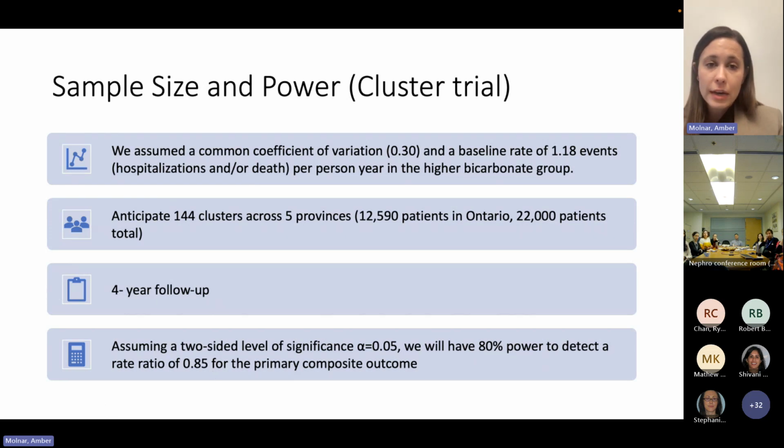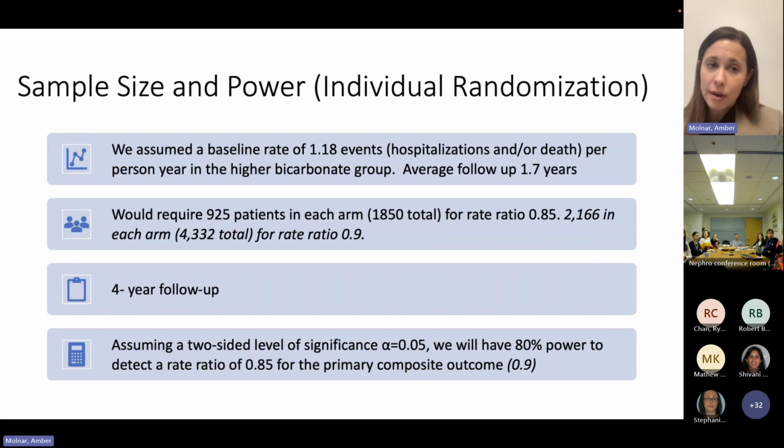So we are very happy that we now have been able to come up with a method to perform individual randomization using ICES data. You can see that with individual randomization, the efficiency and power of the trial is dramatically increased. So we will now only need just over 4,300 patients.